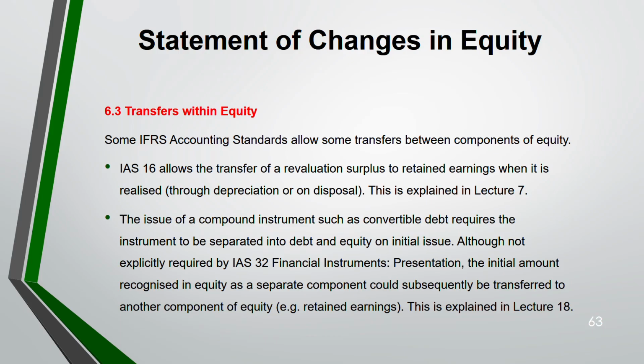Next, issue of compound instrument. This will be covered in IAS 32. An instrument which has both the component of convertible debt and equity. For example, convertible debt which you can convert to equity. So you have to separate the instrument into debt and equity on the initial issue. Although not required by IAS 32, the initial amount recognized in equity is a separate component that could be transferred to another component of equity, for example, retained earnings, which will be explained in lecture 18.